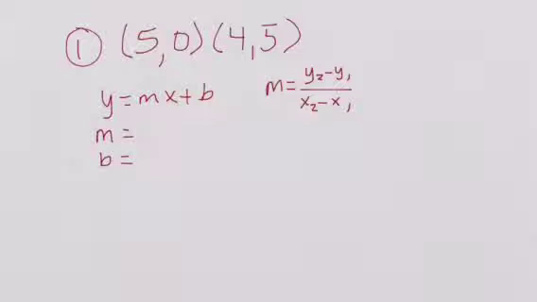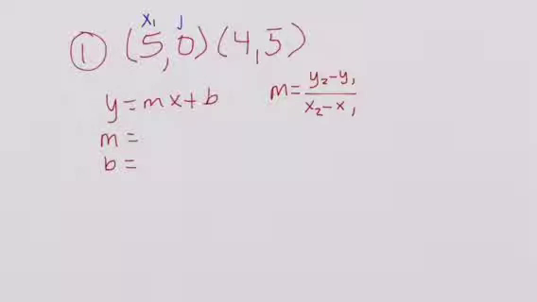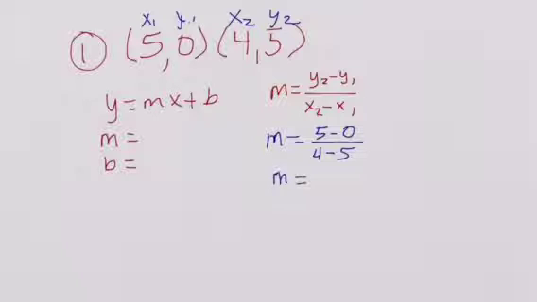So we're going to go ahead and label, here's x1, y1, and x2, y2. We're going to do our substitution step. M is equal to 5 minus 0 over 4 minus 5. And so we're going to go ahead and get our m equals 5 over negative 1.